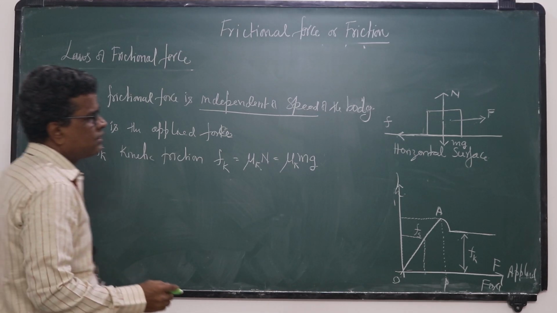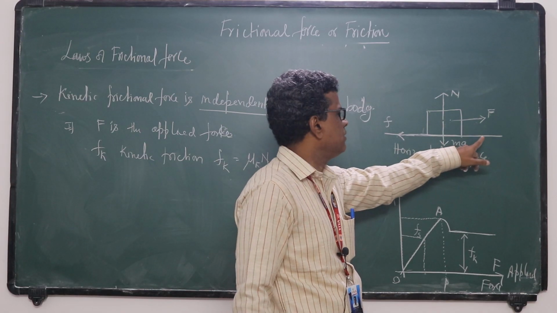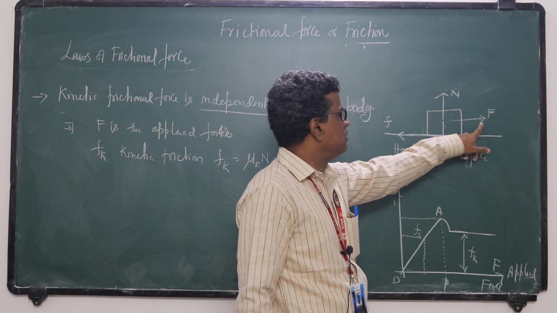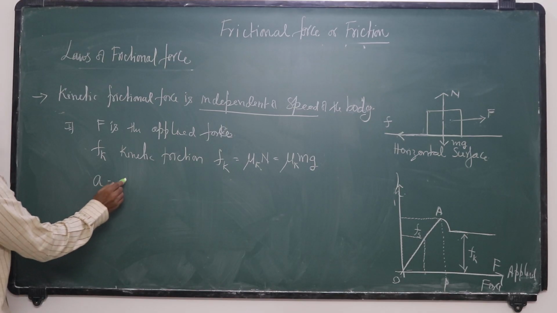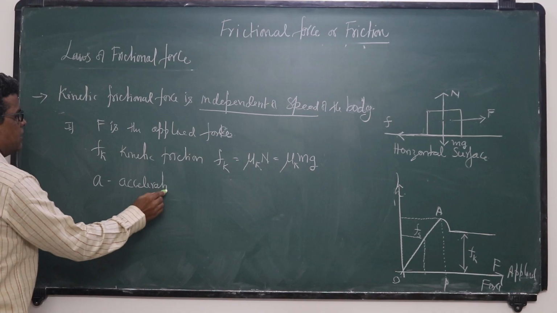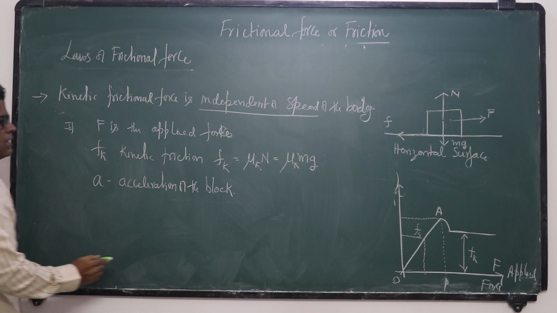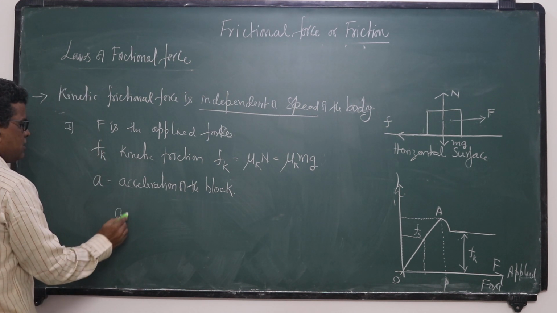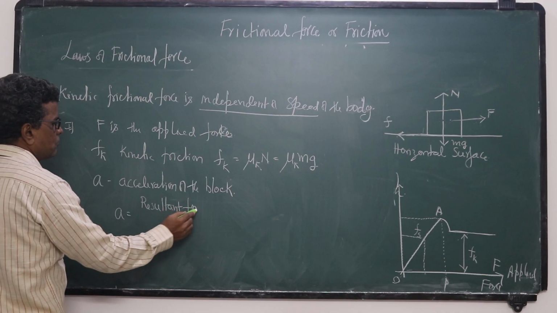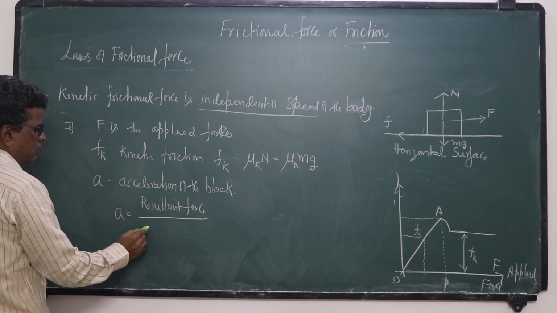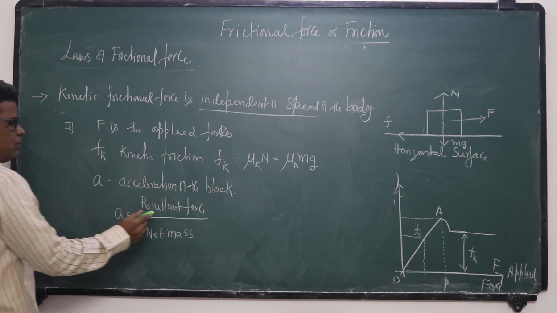Now as the applied force increases, I apply Newton's second law. The body has acceleration a. So I want the acceleration of the block. If an external force acts on the body, it causes acceleration. So apply Newton's second law: this acceleration is equal to the resultant force by the mass of the body. So what is the resultant force?